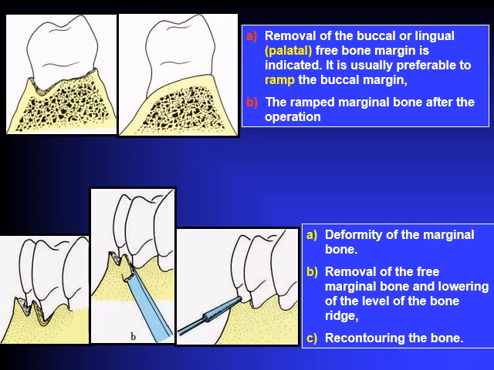Then in the other figure, in the lower one, this is a deformity of the marginal bone. In B, the removal of the pre-marginal bone and lowering of the level of the bone. This is a marginal gradualization of bone to make the interproximal bone at a higher level than the radicular bone, yes, to achieve the positive architecture.